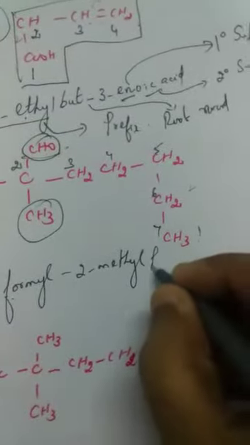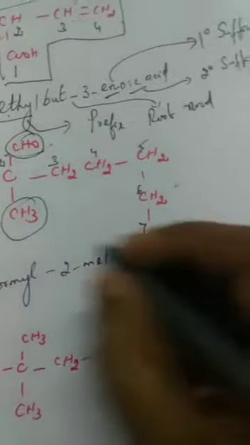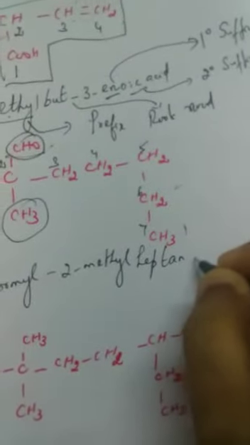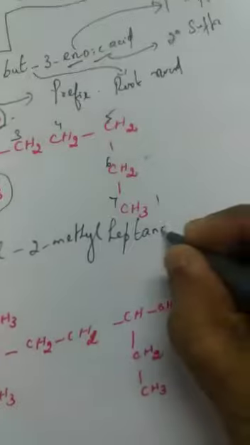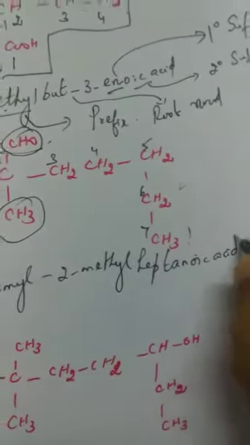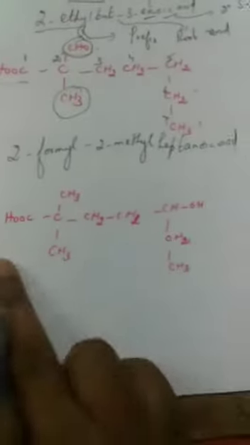Here how many membered ring? Heptanoic. Instead of e, you have to write acid, that is oic acid. Okay, similarly you have to name this compound.